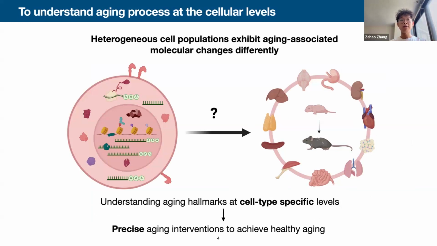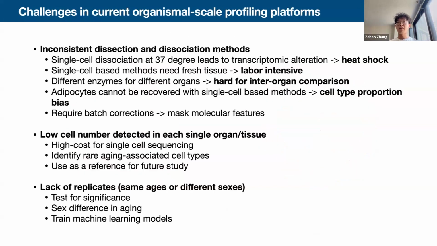And we really need to understand these aging hallmarks at the cell type-specific level, which is the key for us to develop precise aging intervention tools to achieve healthy aging. And over the years, people have already put a lot of effort into profiling aging at the organismal scale. However, there are still some limitations.